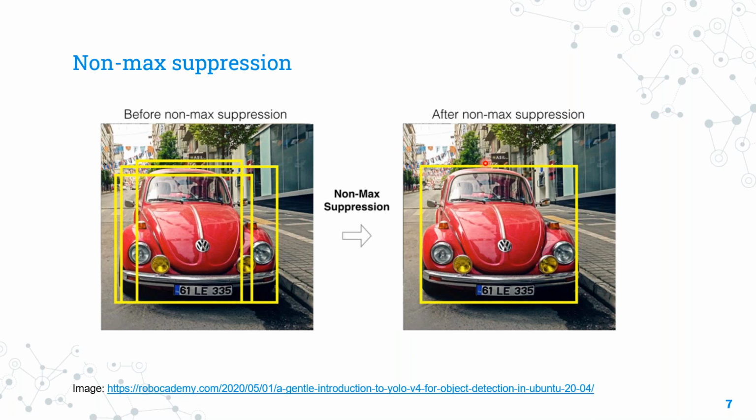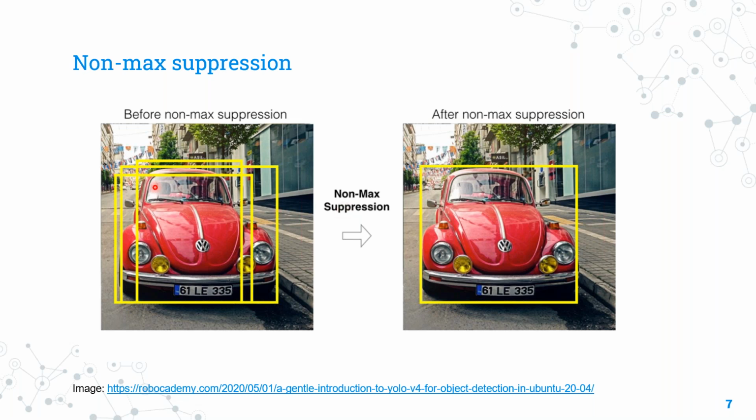As YOLO is not looking for interesting ROIs, regions of interest, instead it is splitting the image into several cells, typically using a 19 by 19 grid. Each cell is responsible for predicting 5 bounding boxes. If it does that, it will finally end up with 1805 bounding boxes for one image.